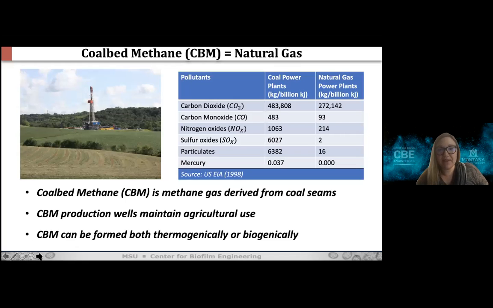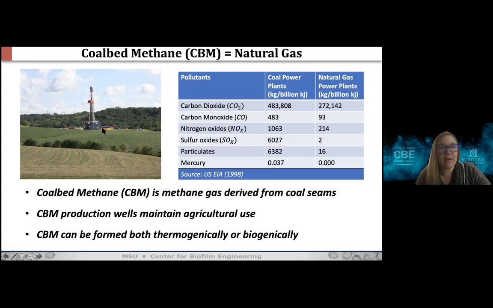So what is coal bed methane? Coal bed methane is a gas that is derived from methanogens in the subsurface. Actually, I should correct myself: coal bed methane can be formed thermogenically or biogenically. Biogenic methane is from methanogens, whereas thermogenic methane is formed over time under high temperature and pressure, when peat gets converted into methane. Biogenic methane is renewable: when people extract it from these wells, we can continually regenerate it. So it's sustainable.